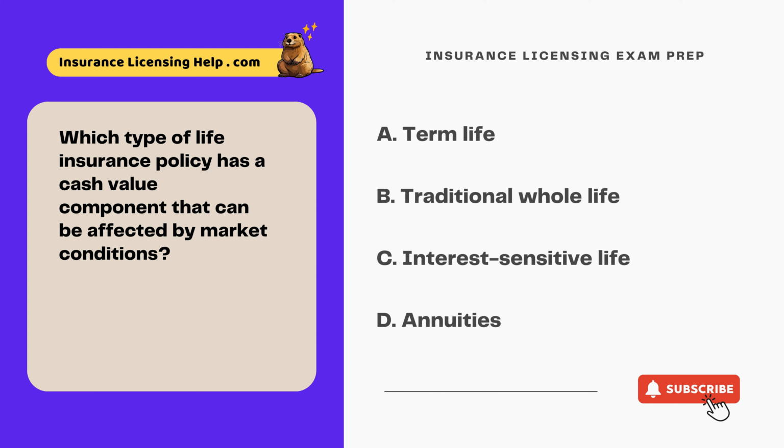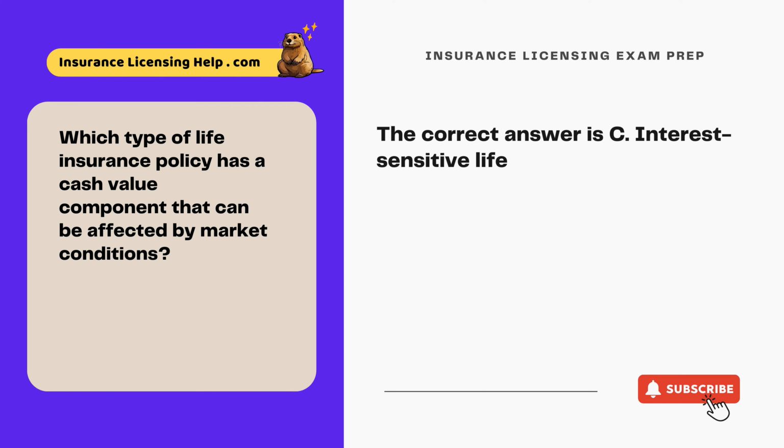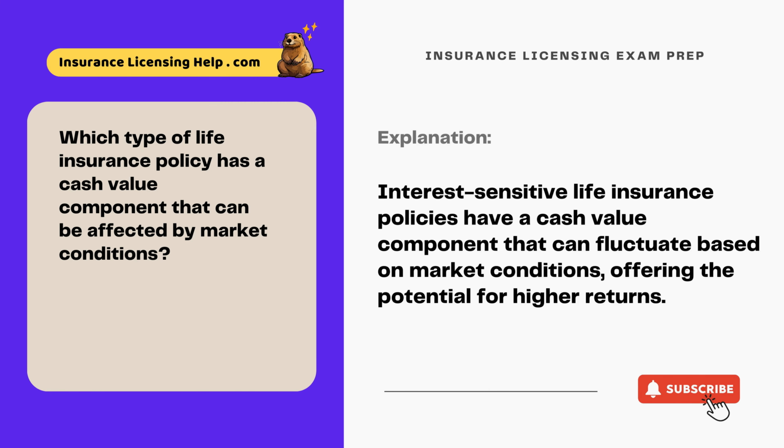Which type of life insurance policy has a cash value component that can be affected by market conditions? A. Term life. B. Traditional whole life. C. Interest-sensitive life. D. Annuities. The correct answer is C. Interest-sensitive life. Interest-sensitive life insurance policies have a cash value component that can fluctuate based on market conditions, offering the potential for higher returns.